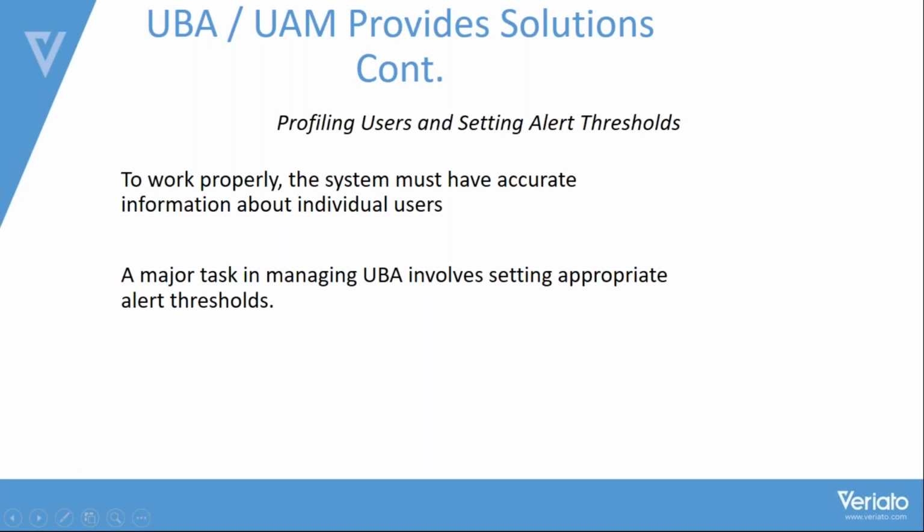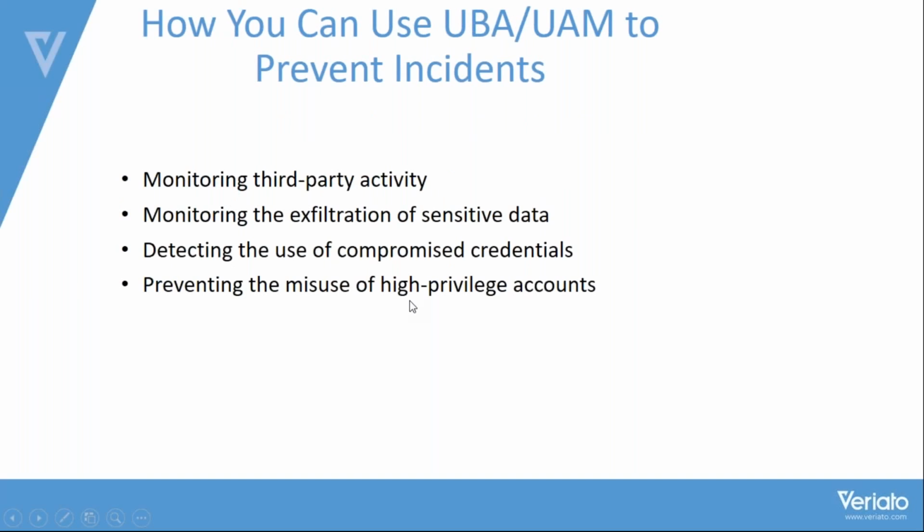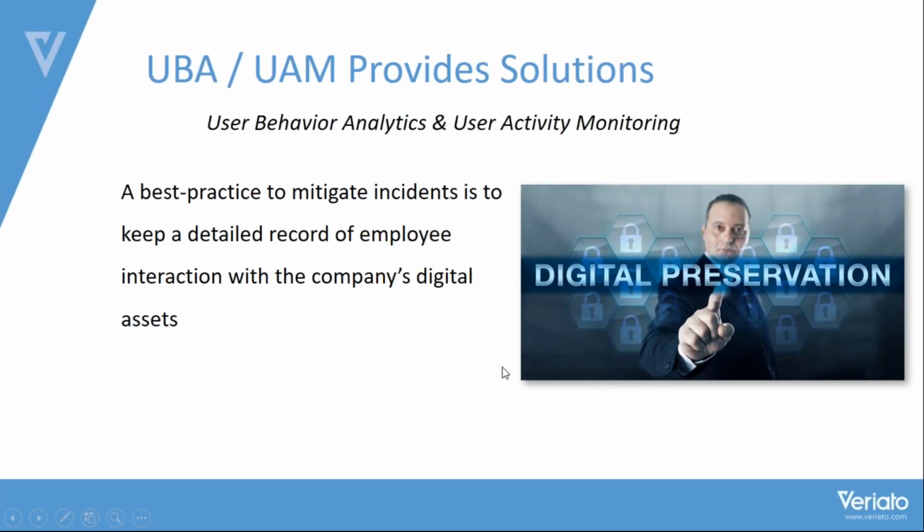Okay? Major tasks in managing UBA involve setting appropriate alert thresholds in the first place. Garbage in, garbage out, folks. So let's make sure we put the right stuff in. Okay? Monitoring our third-party activity, monitoring the exfiltration of data, seeing what's going out. You know, nobody was looking at what Snowden was taking out. Let's look at what's taken out. Detecting the use of compromised credentials and preventing the misuse of high privileged accounts within our organization.